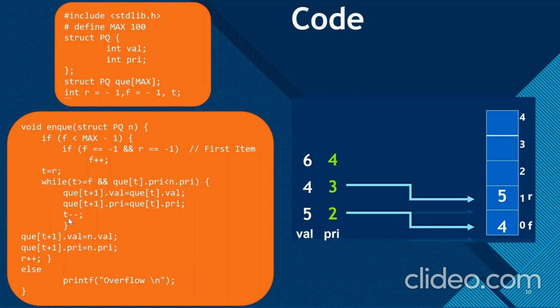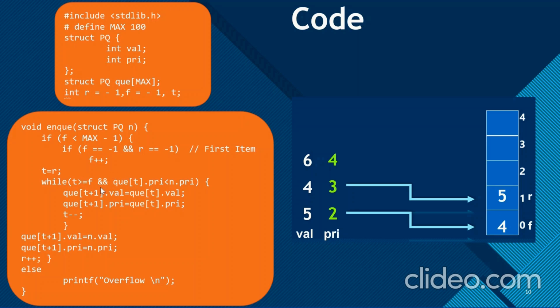T is now 0 because t was 1, or it was initialized with 1. Now it should go to 0 by virtue of this decrement. So is t, 0, greater than or equal to 0? It is not greater, but it is equal. So this is true, this part done.